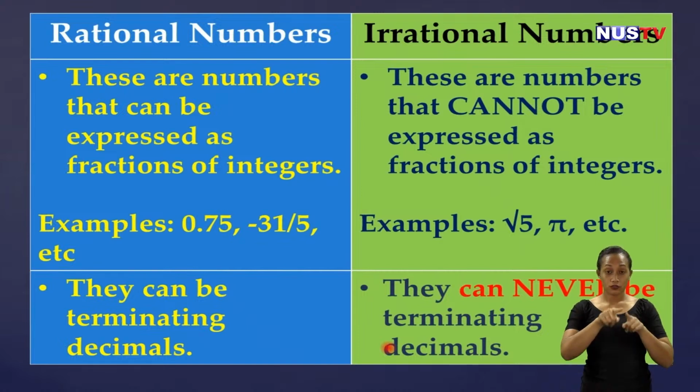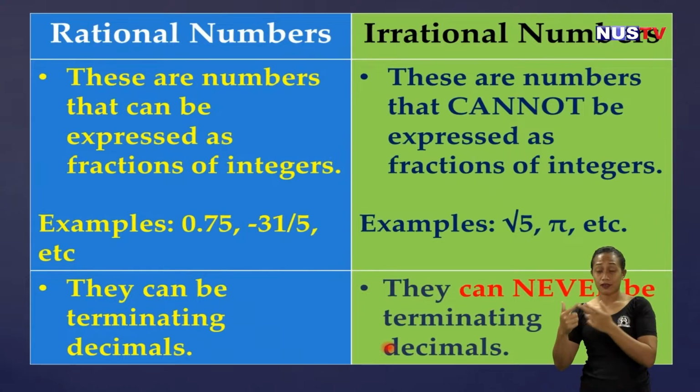Also, rational numbers can be terminating decimals. And irrational numbers can never be terminating decimals.